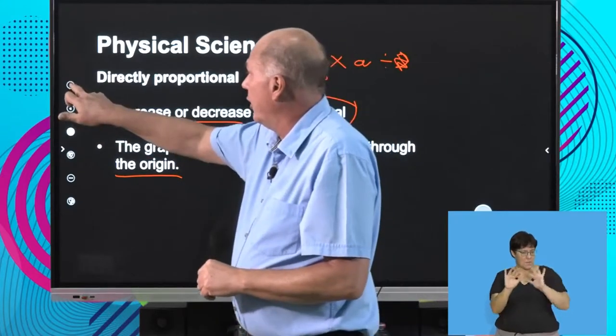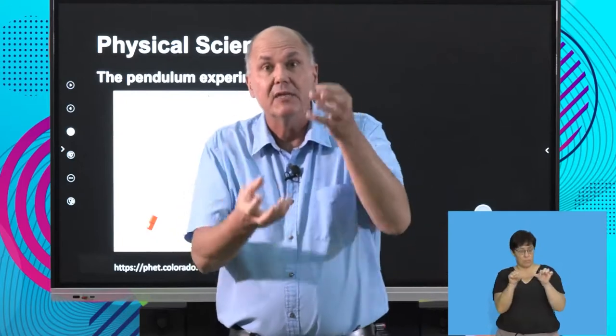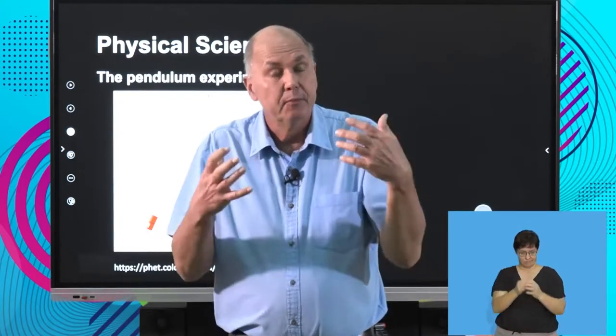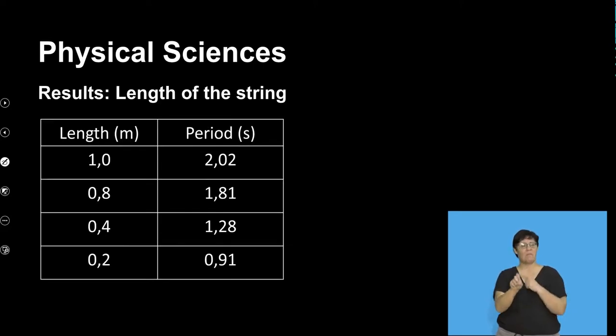Now, it happens that proportionality relates to those extensions of the spring. But we did an experiment previously about the pendulum, and we found that in the pendulum there were factors that affected the pendulum, and one of the factors that changed was the length of the string. And in terms of this, we have to ask the question, so is this a proportional relationship? Is it a directly proportional relationship?